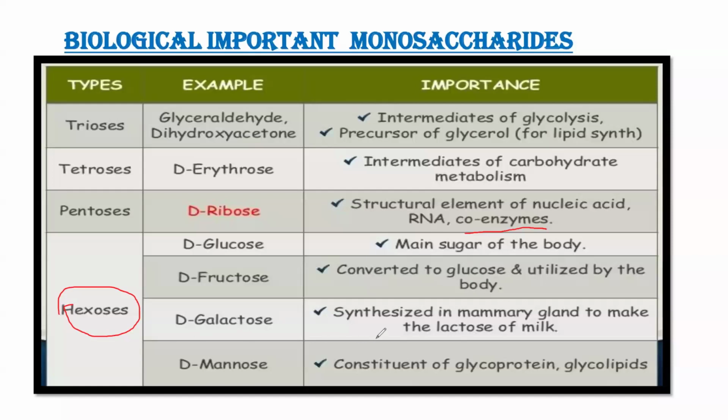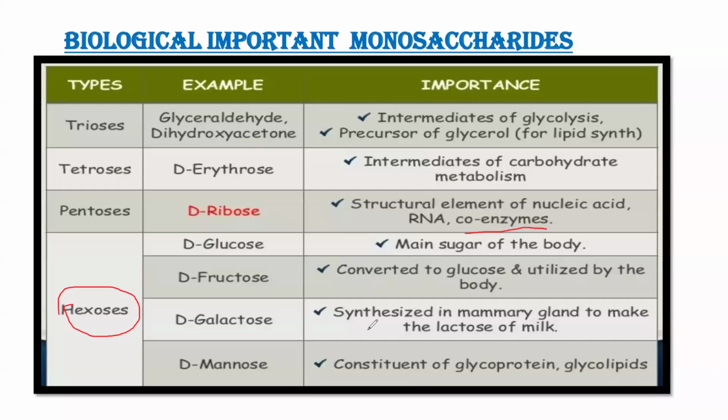Then we also have D-galactose. It's synthesized in the mammary gland to make the lactose of the milk. Remember, the carbohydrate found in the milk of a breastfeeding mother is lactose. So lactose is the primary sugar, the first important sugar that is consumed by the baby.